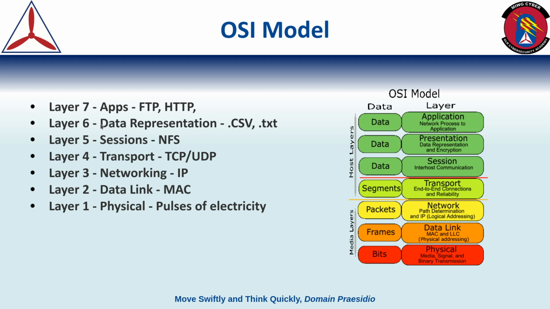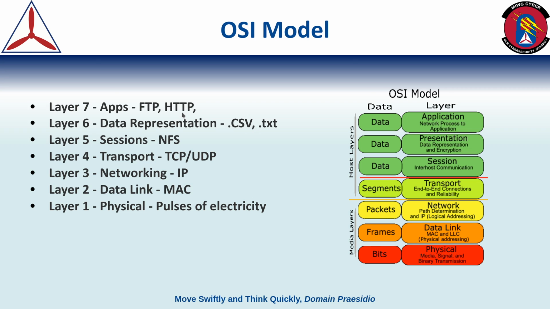Moving up one further, we have layer 6. Layer 6 is the data representation layer. You can remember this as it's just the file extension. It takes the data and puts it into a format that you can transport over the network. So you can think of a .csv, a .txt, .jpg, a .gif, .tar, .zip, whatever. It's just file extensions.